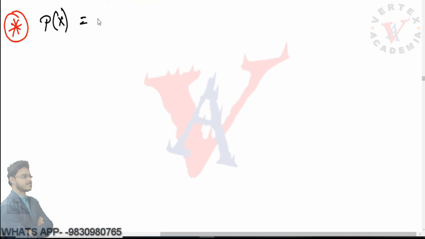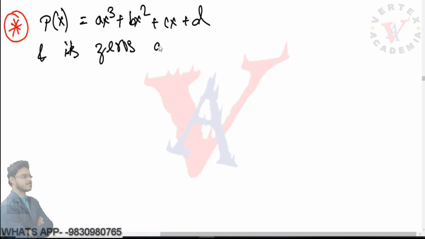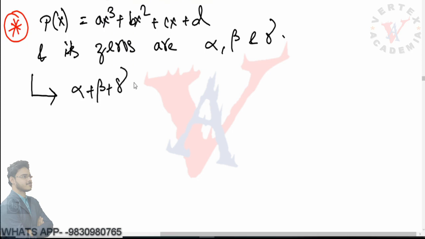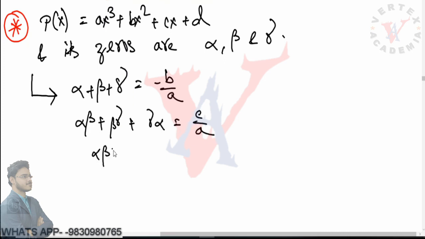If a polynomial is of the format ax³ + bx² + cx + d and its zeros are alpha, beta and gamma, then the relation between the roots and the coefficients is: alpha + beta + gamma = −b/a, alpha beta + beta gamma + gamma alpha = c/a, and alpha beta gamma = −d/a.